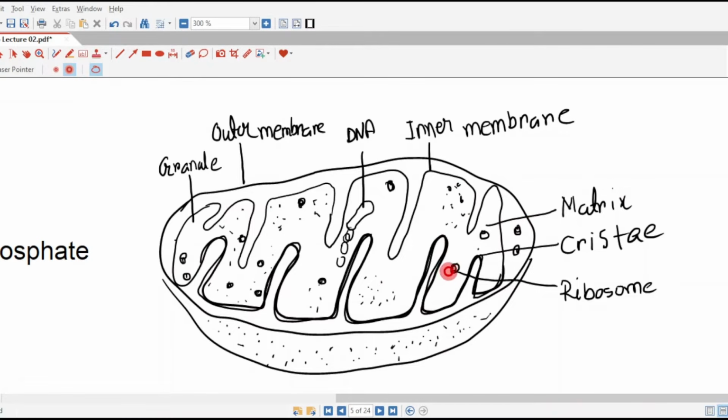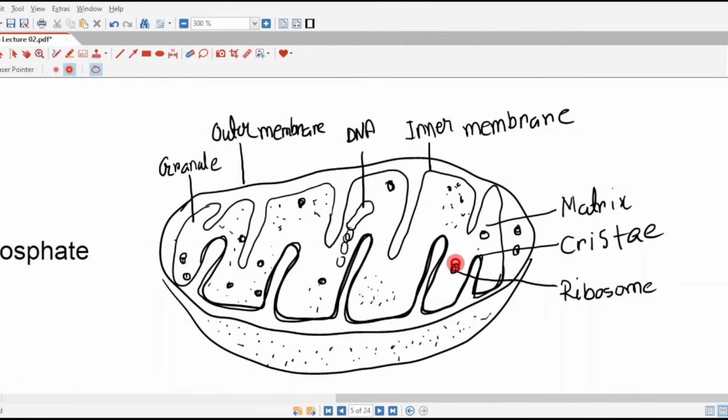Okay, inside the inner membrane you will see matrix. All right, in matrix you will see that it has DNA. That means that mitochondria has its own DNA just like nucleus. Another organelle that has its own DNA is plastid. You need to remember that. Inside you will find granules and you will also find enzymes that will make ATP. The enzymes that are found inside the matrix are called ATP synthase.